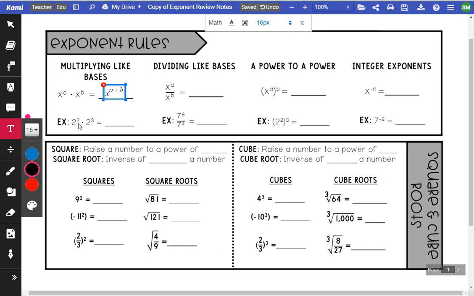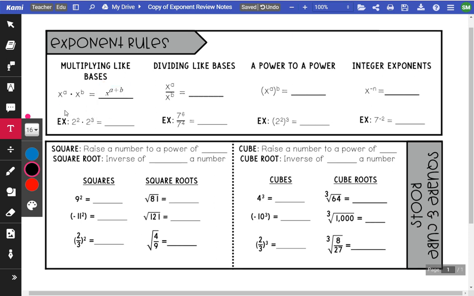So here I can look at this example and go 2 squared times 2 cubed is going to equal 2 to the 5th, because 2 plus 3 is 5. But let me show you why that works.